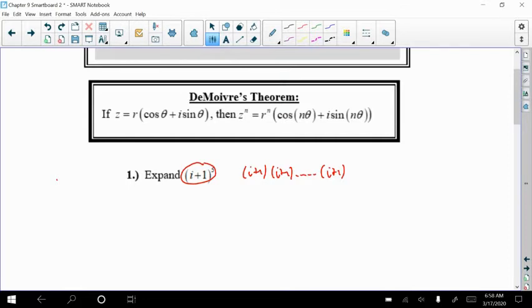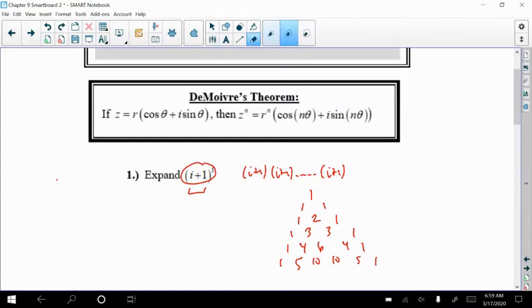I could also remember my binomial expansion, where you start with 1, 1, 1, 1, 2, 1, 1, 3, 3, 1, 1, 4, 6, 4, 1. So 0, 1, 2, 3, 4, one more power, 1, 5, 10, 10, 5, 1. And think about it from that perspective as we expand out that binomial. Both are obviously ways to solve this. But let's take a look at representing this number through its polar representation.